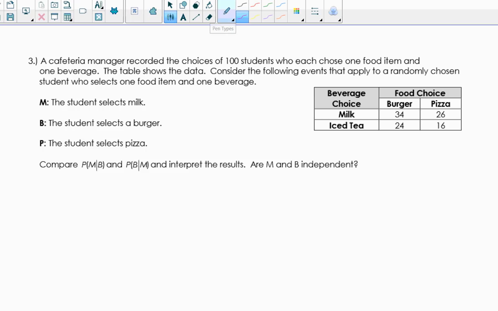So, it says a cafeteria manager recorded the choices of 100 students who each chose one food item and one beverage. The table shows the data. Consider the following events that apply to a randomly chosen student who selects one food item and one beverage. Okay, so we're looking at milk, burgers, and pizza. And I don't even think we need the pizza because we're just going to focus in on milk and burgers.